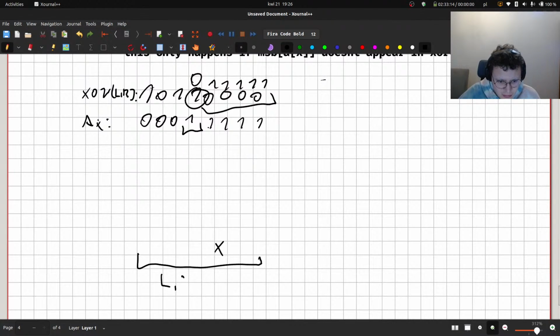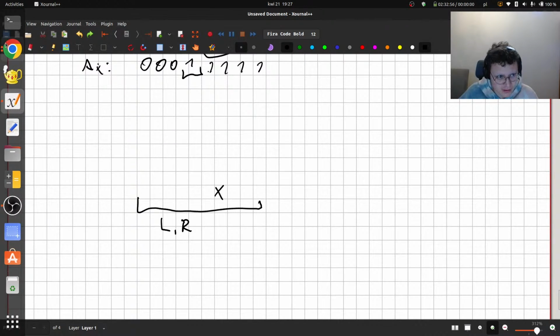So now we want to calculate for each x the number of intervals that contain x such that the MSB doesn't appear in their binary representation. Okay.